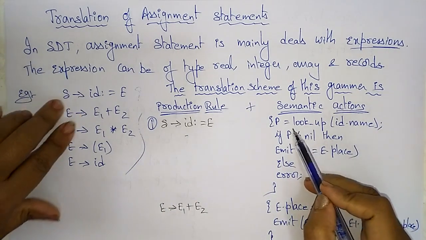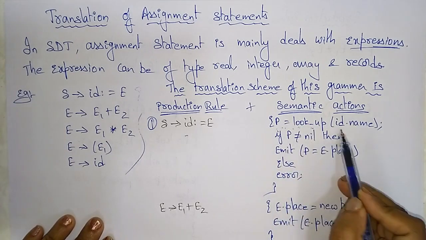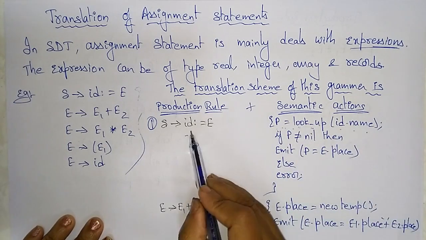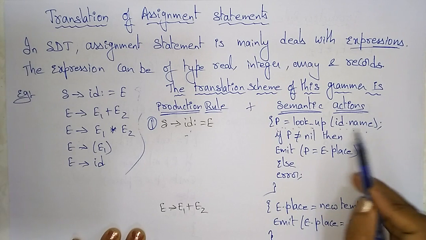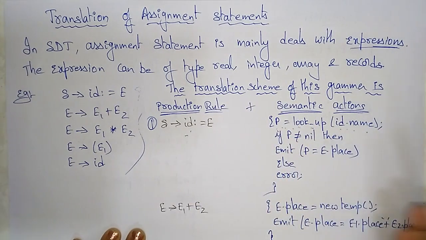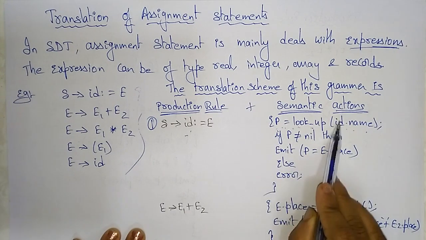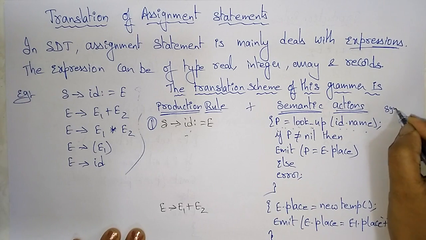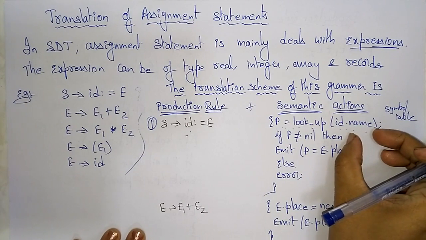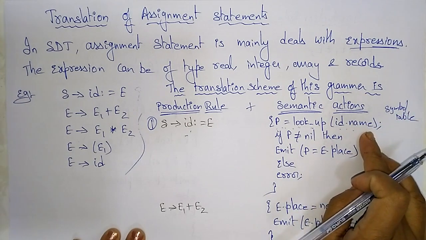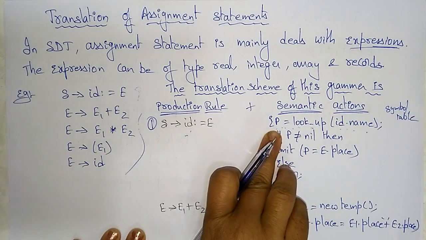The semantic action is P equal to lookup id dot name. Here id is an identifier, and id dot name is a value, maybe real or integer, whatever it may be. That value will be assigned to P. Lookup means the symbol table, so you have to check the symbol table. If id dot name is present, that symbol table value is assigned to P.